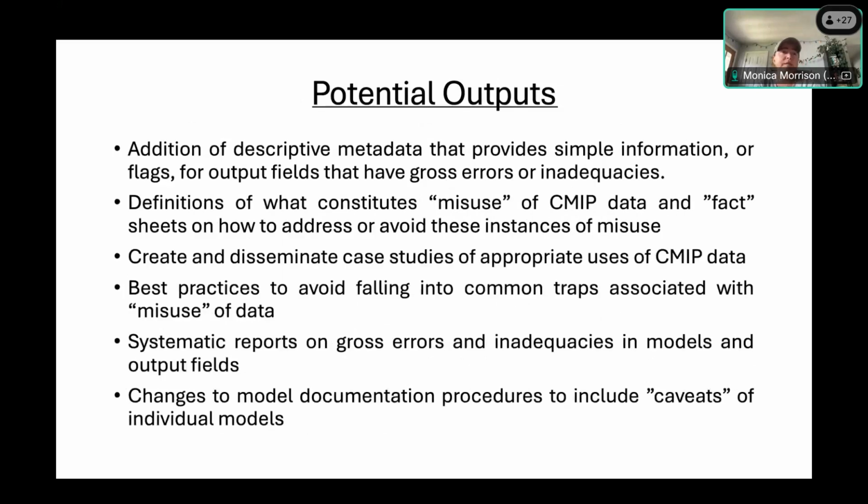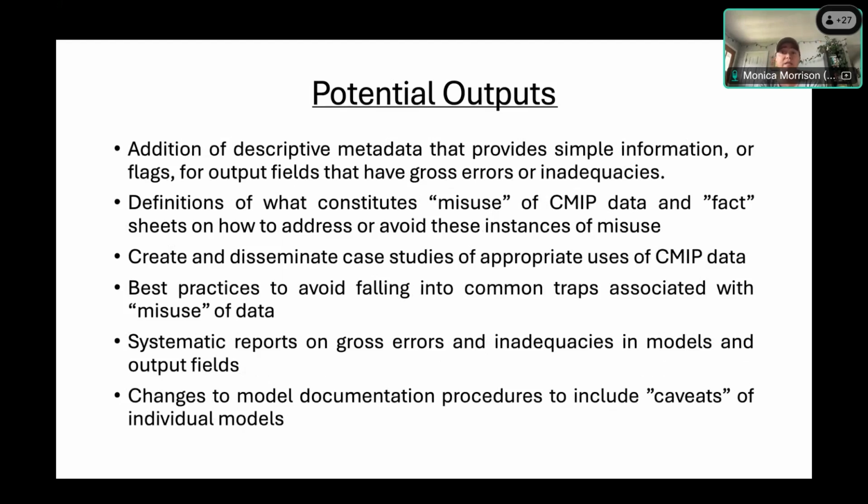Okay, so potential outputs. As we progress in our conversations and the development of an actual agenda with the Regional Information for Society half of the task team, we will consider and delegate these to either the Fresh Eyes portion or the RIFS portion, or as something to be jointly done. One idea is to add some additional descriptive metadata that provides simple information or flags on output fields that we know have gross errors or inadequacies. An example here being that runoff output field. Another is defining what constitutes misuse and providing fact sheets on how to address and avoid instances of misuse.